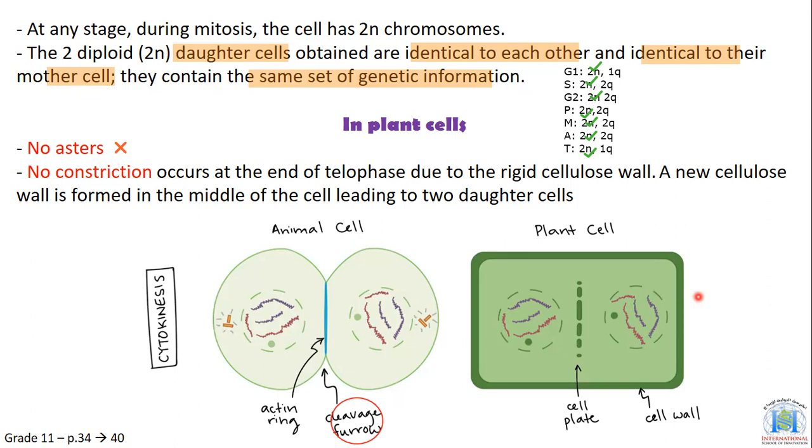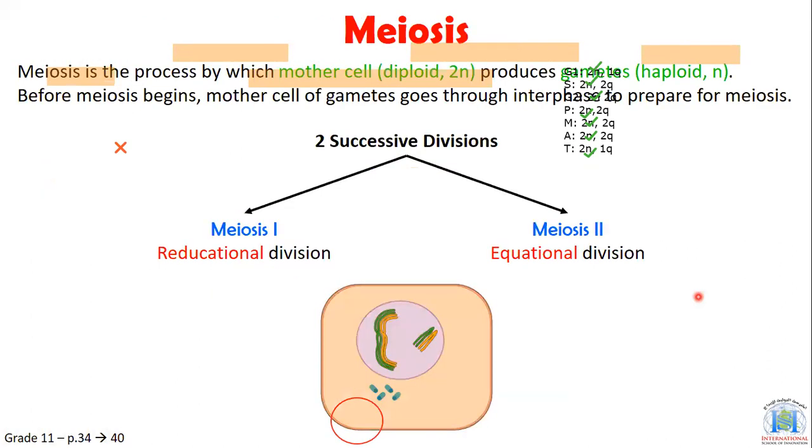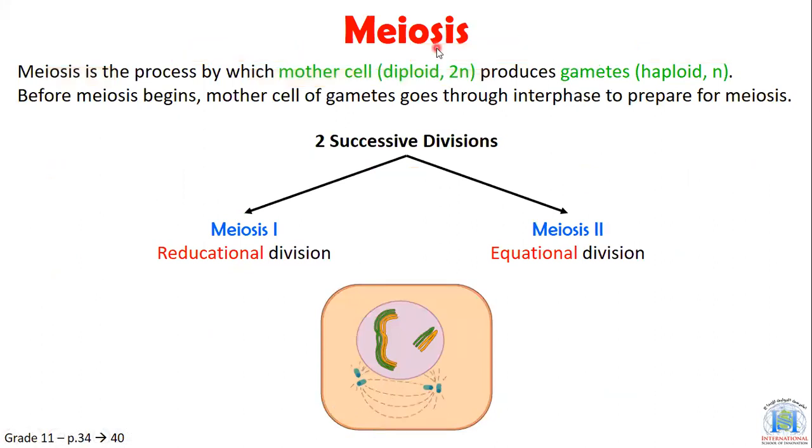In the upcoming videos, I'll be talking about the second type of cell divisions, which is meiosis. It starts with a diploid cell, but it ends with haploid cells.